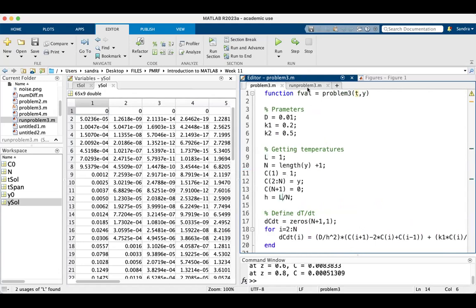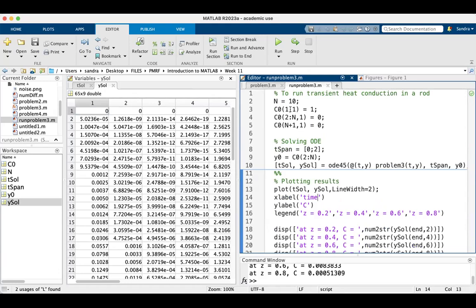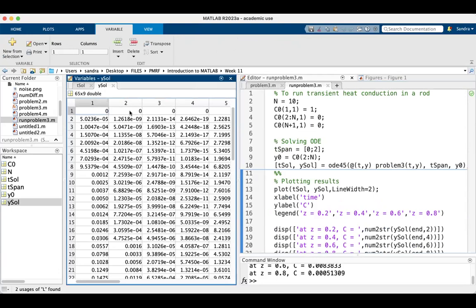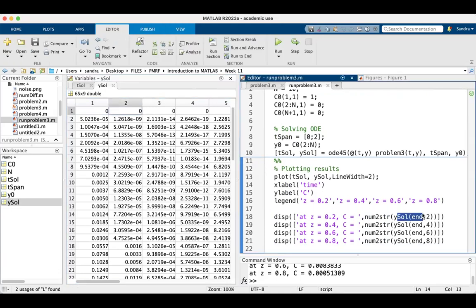Yeah, so since you're dividing into 10 intervals, every step size will be 0.1. So this is for 0.1, this is for 0.2. You start from 0, right? 0, 0.1, this is for 0.2. So that is in y sol, you have to look at the end if you have to get to t equal to 0.2. And that reading means this is for 0.2.